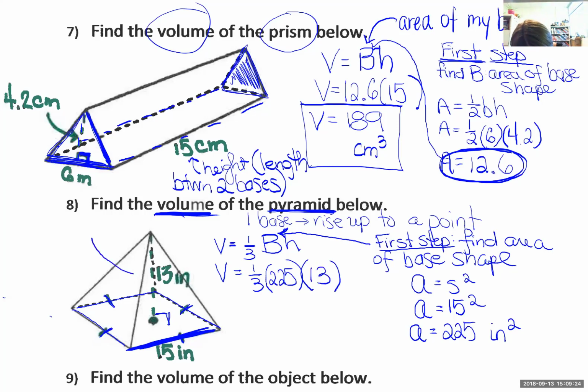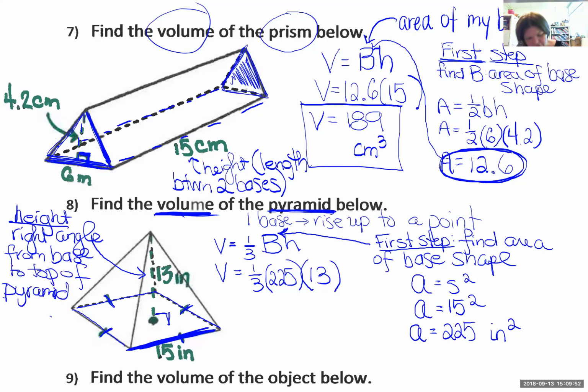I'll make a little note to you in case you need it for your notes. The height goes at a right angle from base to the top of the pyramid, which is like the height of the last shape. It was one at a right angle from the base as well. It just went from base to base because we have two bases on a prism, but down here we only have one base. Okay, so that's what I mean when I talk about the height of a three-dimensional shape.